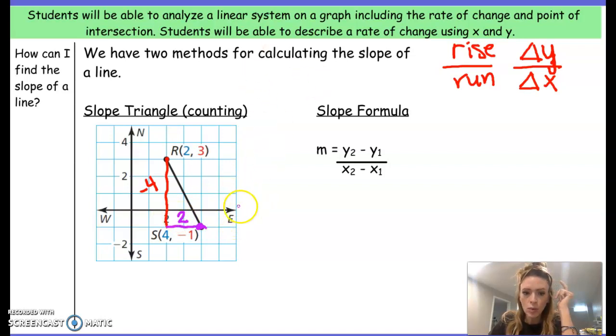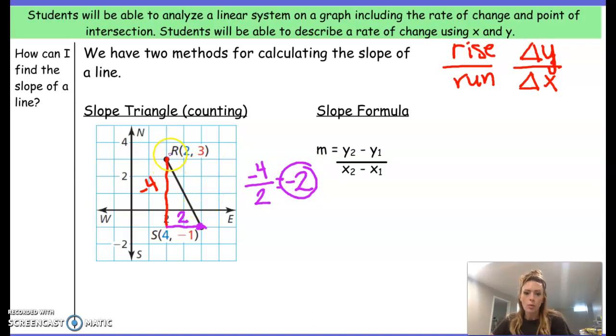Okay, so then we will write -4, right? Rise over run, -4 over positive 2. Simplified, that makes it -2. So our slope for this slope triangle is -2. From R to S, the slope is -2. The rate of change is -2.